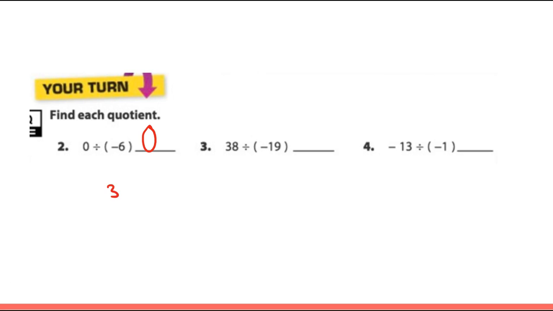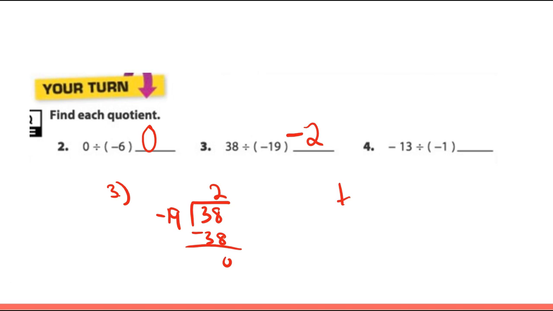Number 3, I have 38 divided by negative 19. So I divide normally. I don't worry about the signs at first. 19 goes into 38 2 times with no remainder. So I put my 2 in. Now I have to look at my signs. I have 1 positive, 1 negative. Since my signs are different, my answer is negative.